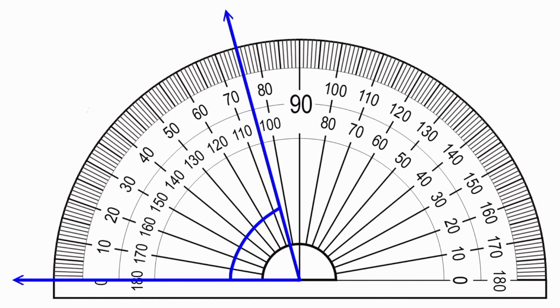So now let's see how to measure this kind of angle. This is an acute angle starting from the left hand side, so there we have to start from the 0 in the outer circle. If you go like that, counting from the 0 towards the right hand side, 0, 10, 20, 30, 40, 50, 60, 70, it's somewhere around 75 degrees. So this is an acute angle of 75 degrees.